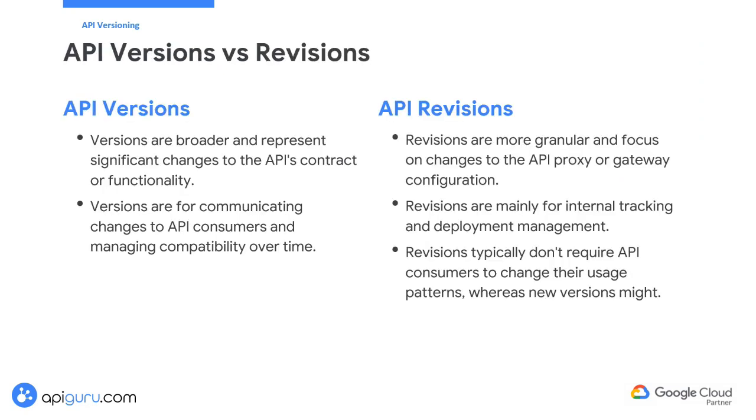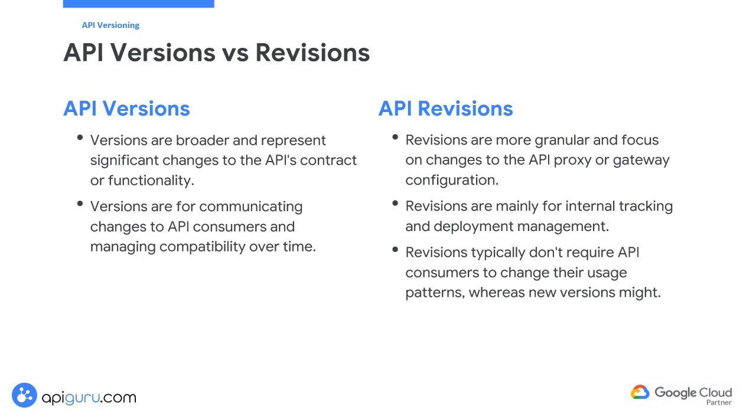Let's explore the concept of API revisions. While closely related to API versions, API revisions and versions are distinct, particularly within API management platforms like Apigee. API revisions refer to the various iterations or updates of an API proxy. Each time you modify the API proxy, a new revision is created. This allows you to manage and roll back changes within a specific API deployment, making it easier to track the history of updates and revert to a previous state if an issue arises.